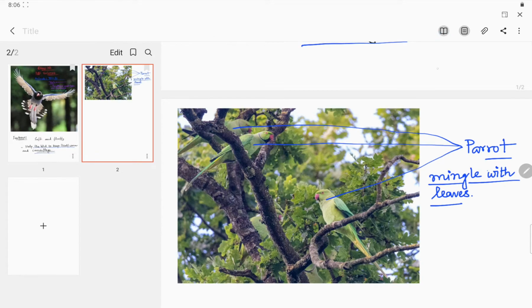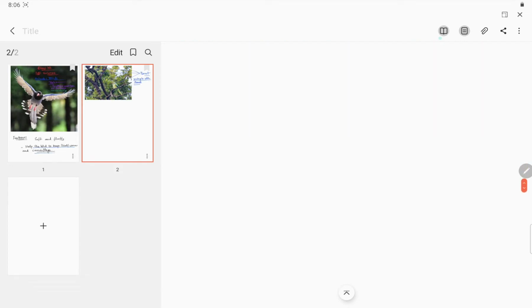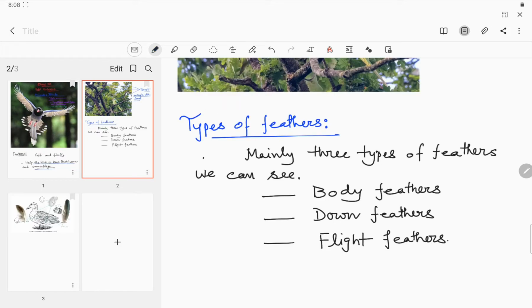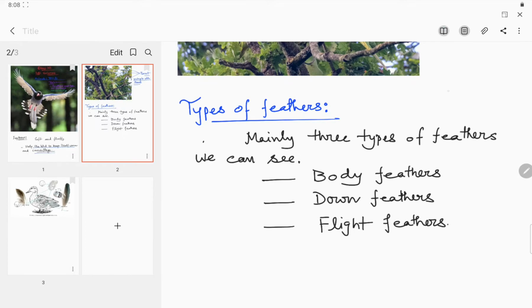Now we are going to discuss types of feathers. Feathers are mainly of three types. First one, body feathers. Second one, down feathers. Third one, flight feathers. Right? I want to show you a picture of a duck.